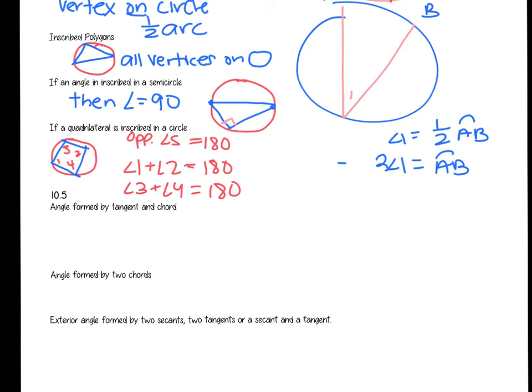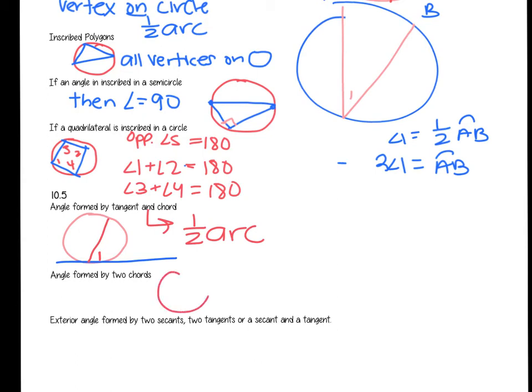All right, so 10.5 was all about the angles. The first was a tangent and a chord. This is just like an inscribed angle. It's equal to 1/2 the arc. So if I've got an angle that's formed by a tangent and a chord, then it's equal to 1/2 the arc it intercepts.